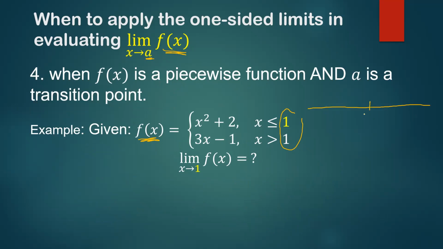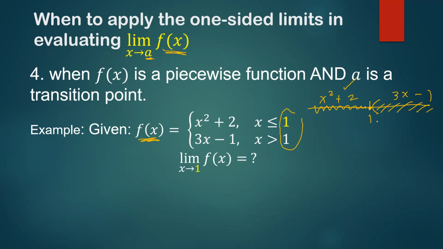On its left side, our function is defined as x squared plus 2. But once you go past it, our function is defined as 3x minus 1. So from here, going to the left side, this is the definition of the function. But starting with 1.01, 1.1, this is the definition of our function.